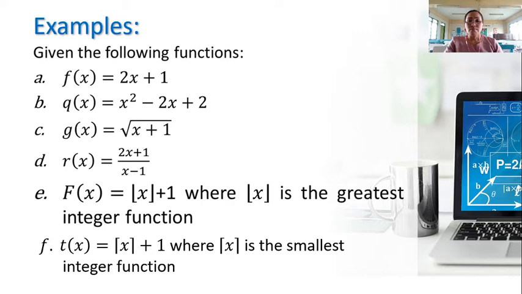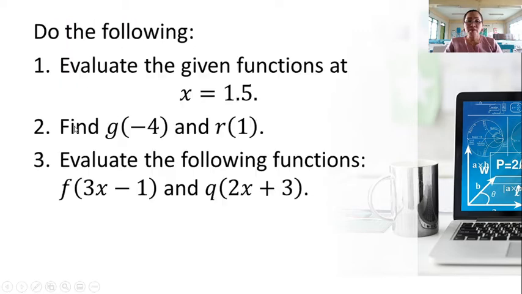Now we are asked to do the following. Number 1, evaluate the given functions at x, which is equal to 1.5. Number 2, find g of negative 4 and r of 1. Number 3, evaluate the following functions, f of 3x minus 1 and q of 2x plus 3.